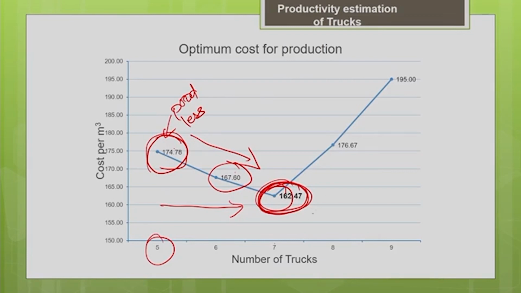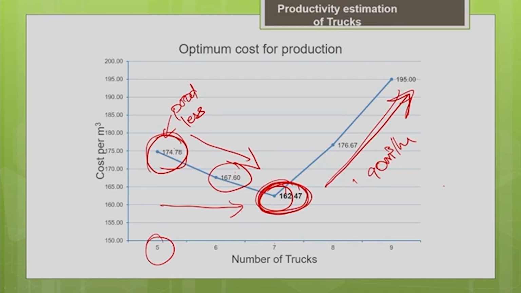But when you try to increase the number of trucks beyond the balance number, what is happening? There is no increase in productivity. Beyond the balance number, the productivity is limited by the loader. So, I cannot go beyond 90 meter cube per hour, which was the productivity of the loader, but the cost of the trucks is increasing. That is why the unit production cost significantly increases.